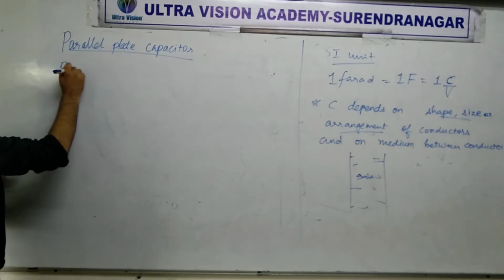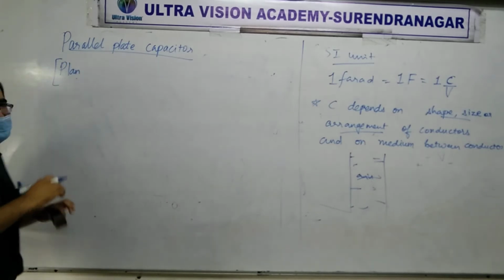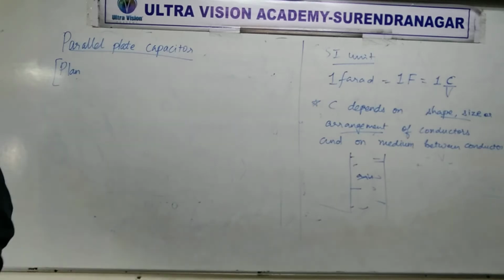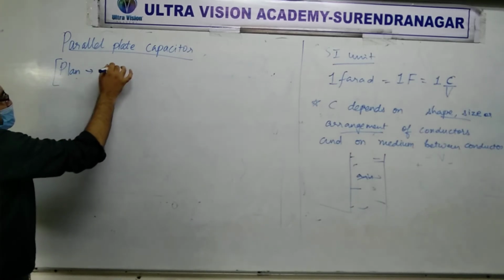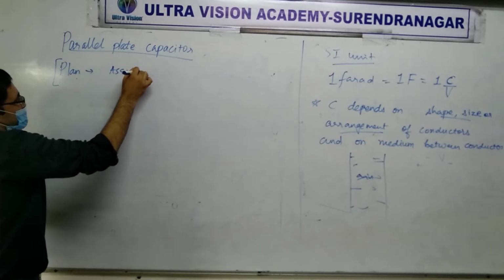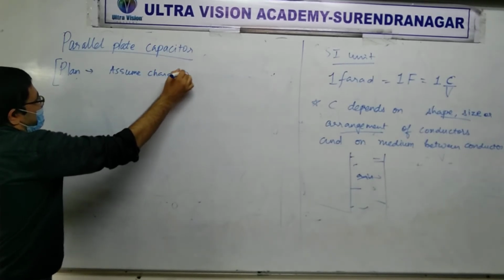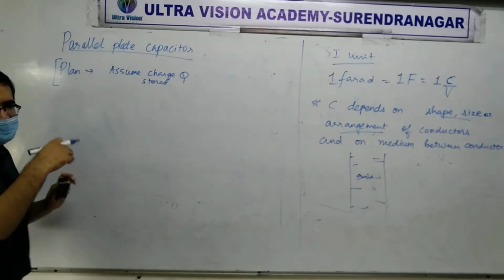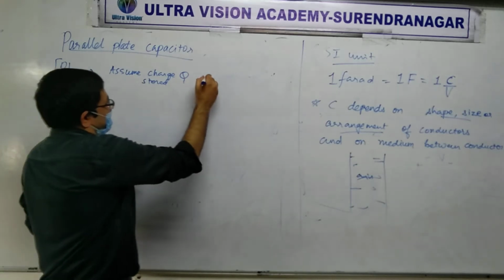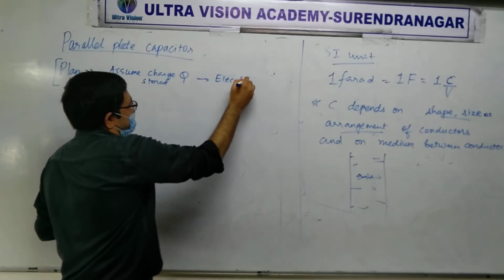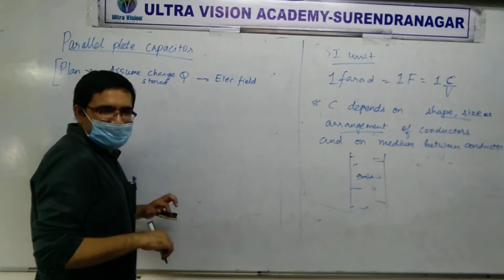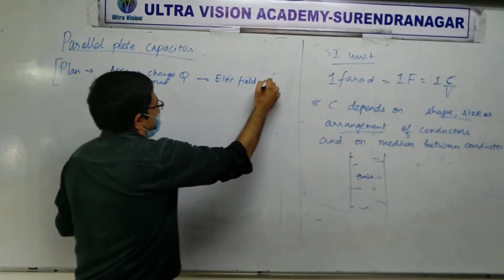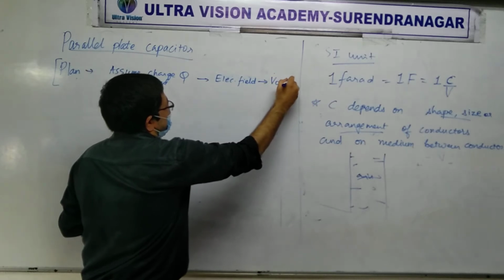The plan always to find capacitance. This is the foolproof plan to find capacitance. This plan works in every case when you want to find capacitance. So what is the plan? First of all, assume charge Q stored. It is automatically plus Q on one plate, the other has minus Q. From that, you find out the electric field. And from that, you find out the voltage, that is V.